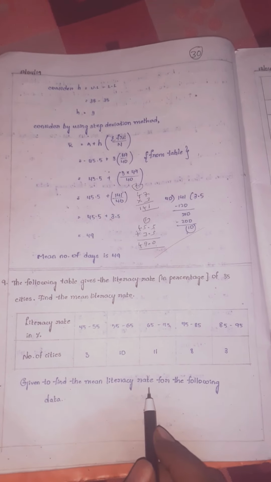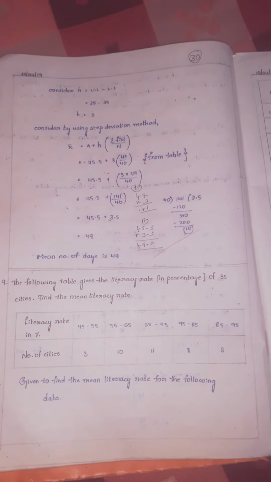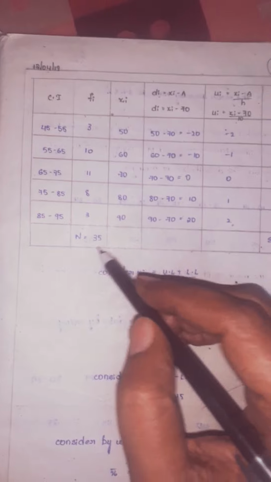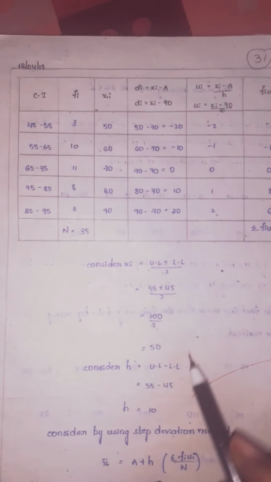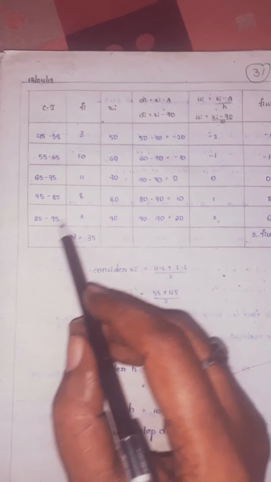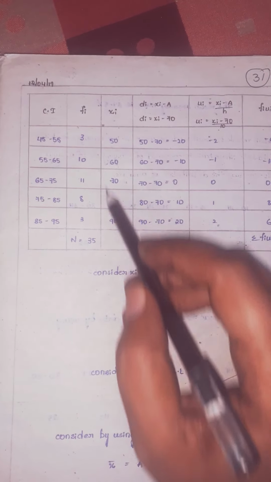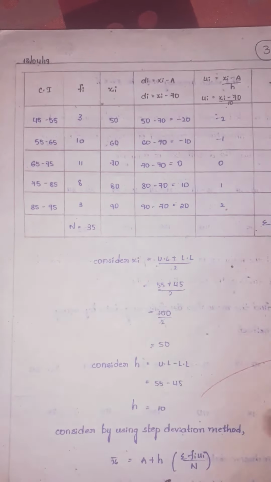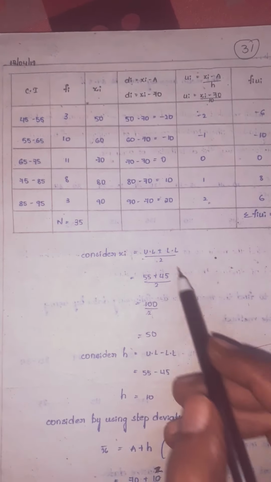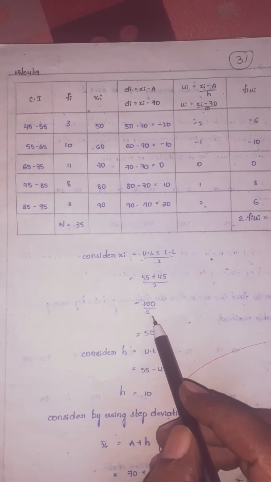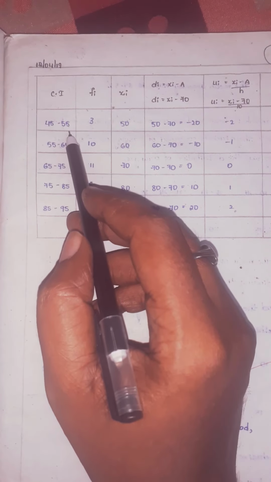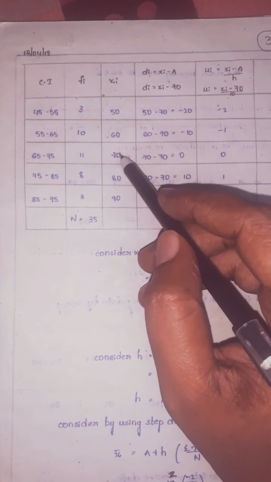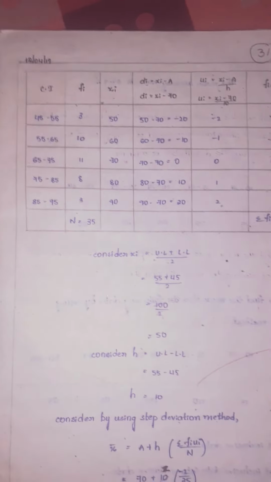So we are given to find the mean literacy rate for the following data. This first row will become the first column, the second row will become the second column, and if you add all these frequencies, it comes to 35. So what is the xi value, children? See, this is grouped data, children. Convert it into ungrouped data by using the formula xi equal to ul plus ll by 2. Ul is how much, children? 55 plus ll, how much? 45, by 2. 55 plus 45 is 100, children. 100 by 2 is how much? 50. What is the size of the class here, children? 55 minus 45 is 10. So add 10 to the current value. 50 plus 10 is 60, 60 plus 10 is 70, 70 plus 10 is 80, 80 plus 10 is 90.